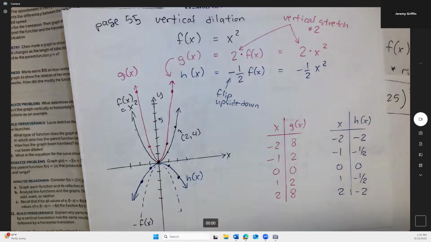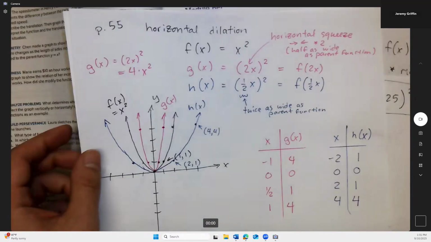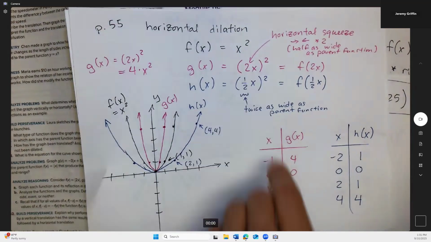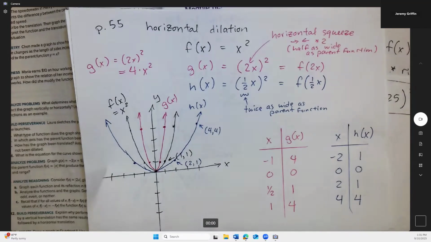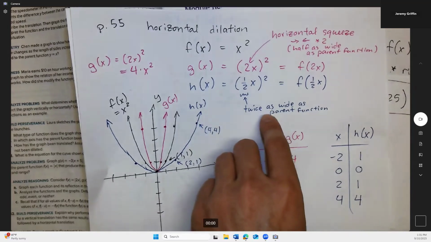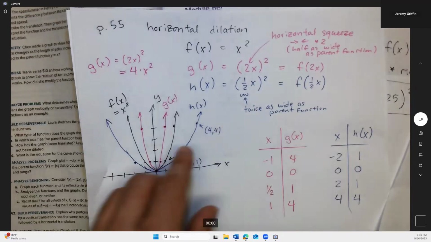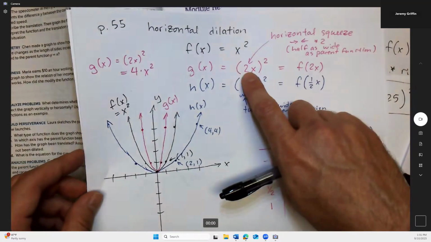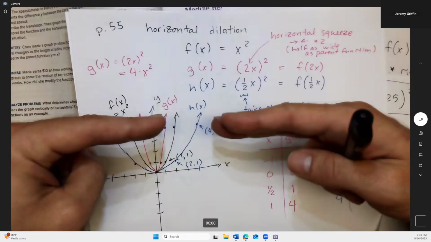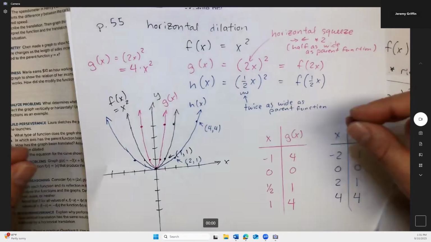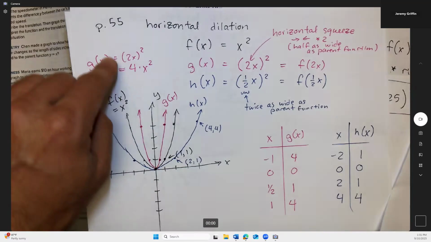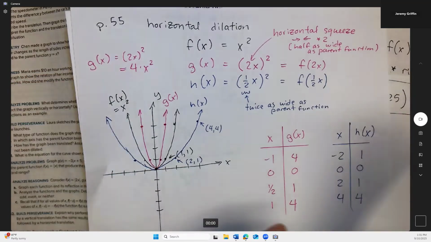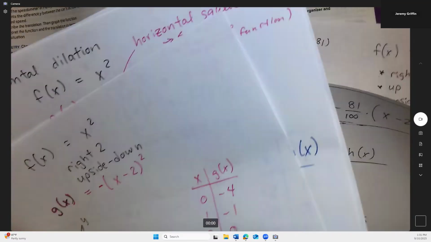Now, probably the trickiest of all these is the horizontal dilation. If you tag some factor to the x, then it will, counterintuitively, do the opposite of what you want. The bigger the number tagged to the x, the more it squeezes it horizontally. And if it's a fraction, it'll actually stretch it. Sometimes you could factor that out and interpret it as a vertical stretch, and that might be more intuitive too.